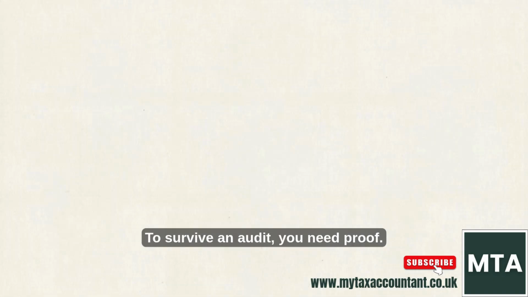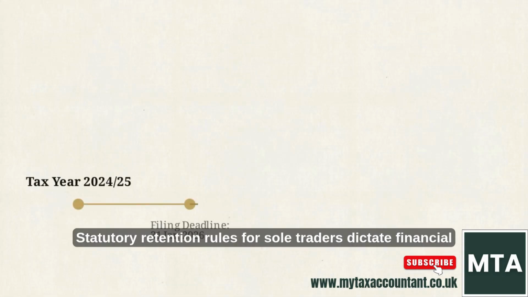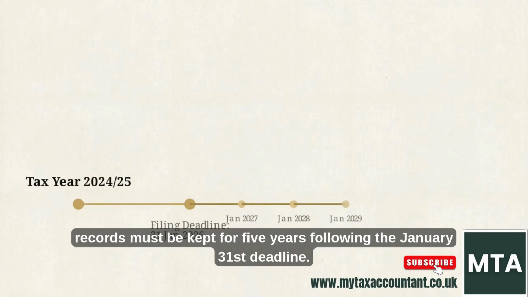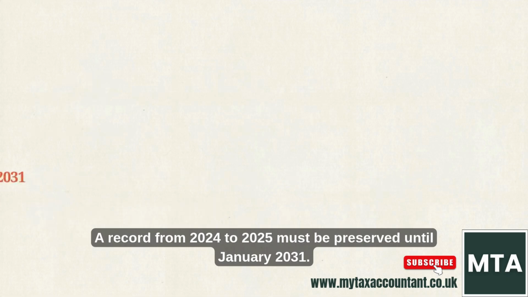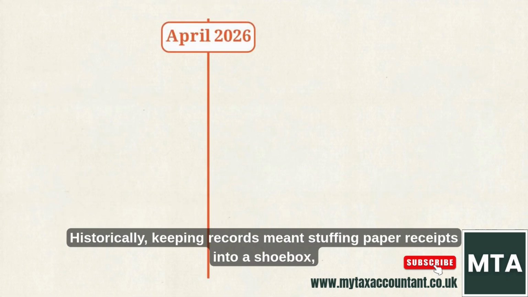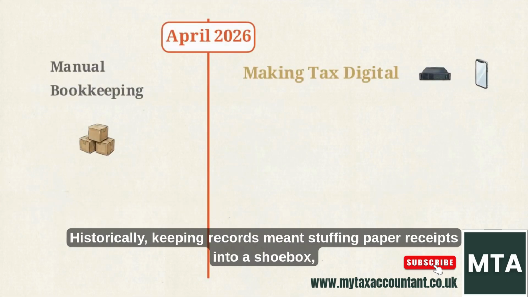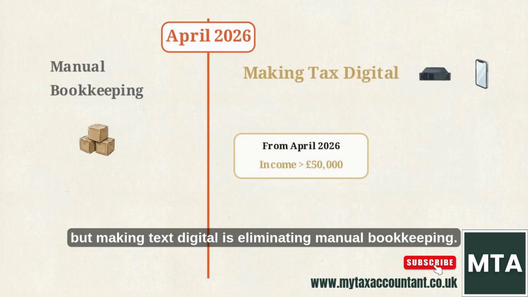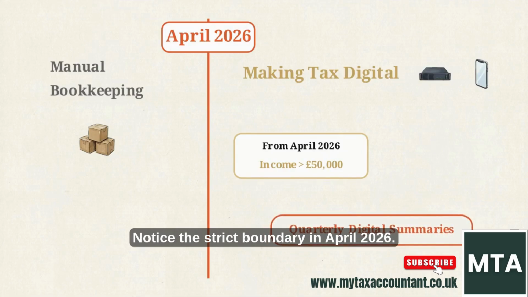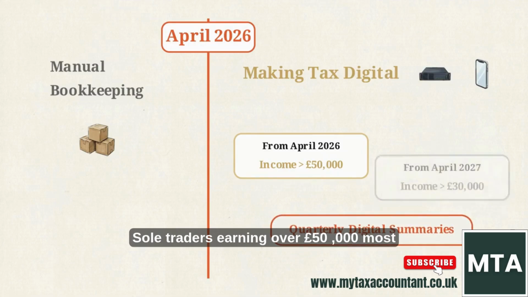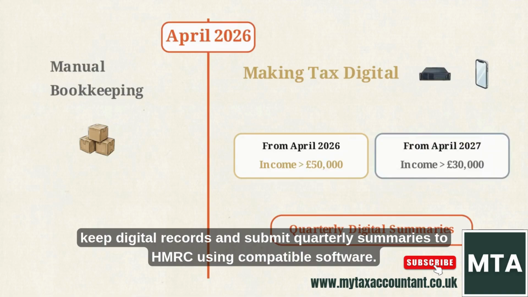To survive an audit, you need proof. Statutory retention rules for sole traders dictate financial records must be kept for 5 years following the January 31st deadline. A record from 2024 to 2025 must be preserved until January 2031. Historically, keeping records meant stuffing paper receipts into a shoebox, but making tax digital is eliminating manual bookkeeping. Notice the strict boundary in April 2026. Sole traders earning over £50,000 must keep digital records and submit quarterly summaries to HMRC using compatible software.